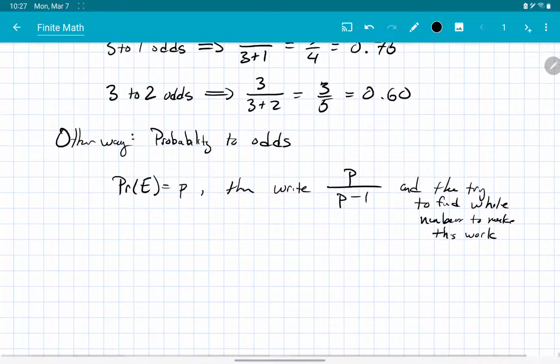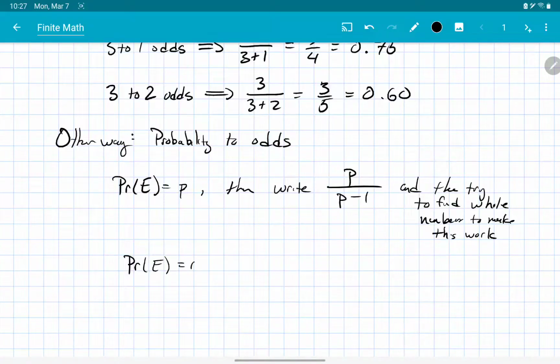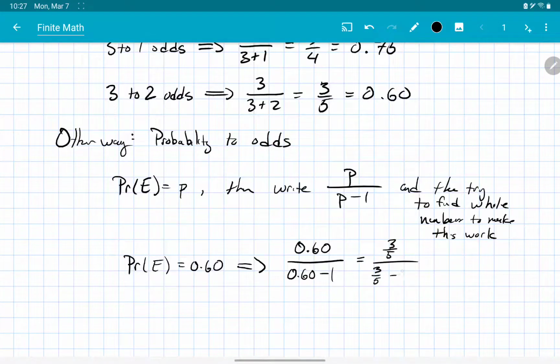Let's do some examples, right? Let's do the probability of an event equals 0.60. Right? We've seen that already. So if I do what it tells me, P over P minus 1, that's 0.60 divided by 0.60 minus 1. So this is of course 3/5 divided by 3/5 minus 1. Oh, this should be 1 minus P, not P minus 1.